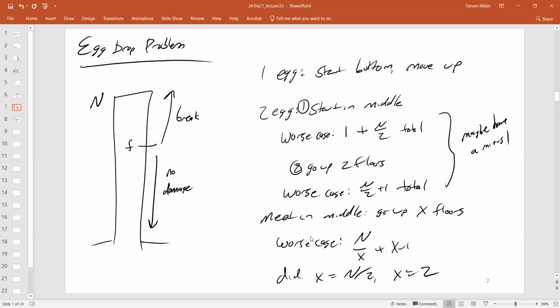Well, if the first few drops are a little bit larger and it cracks quickly, then I haven't done N over X drops. So if it's going to break early, this number is not going to be as large as N over X. So what you can do is have it a little bit larger in the beginning and then get smaller and smaller and smaller, so that you can equalize.